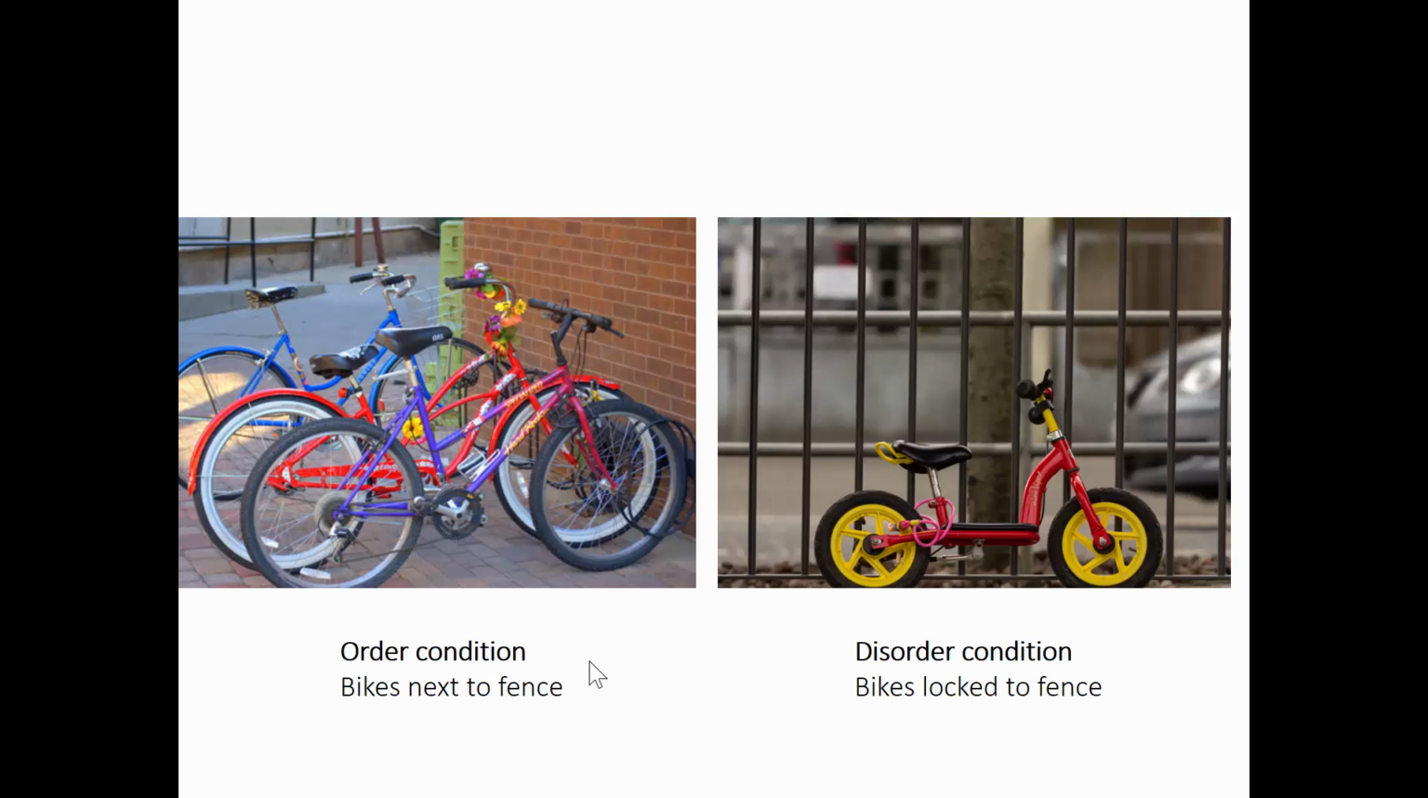As I said, there's always a control and a treatment condition. Sometimes there are more treatment conditions, and it becomes a little more complicated. But that's the basic idea. In the order condition, they had 4 bikes standing next to the fence, locked in a normal way. While in the disorder condition, they had 4 bikes locked to the fence, obviously breaking the norm of what the sign said. Again, all in the name of science.